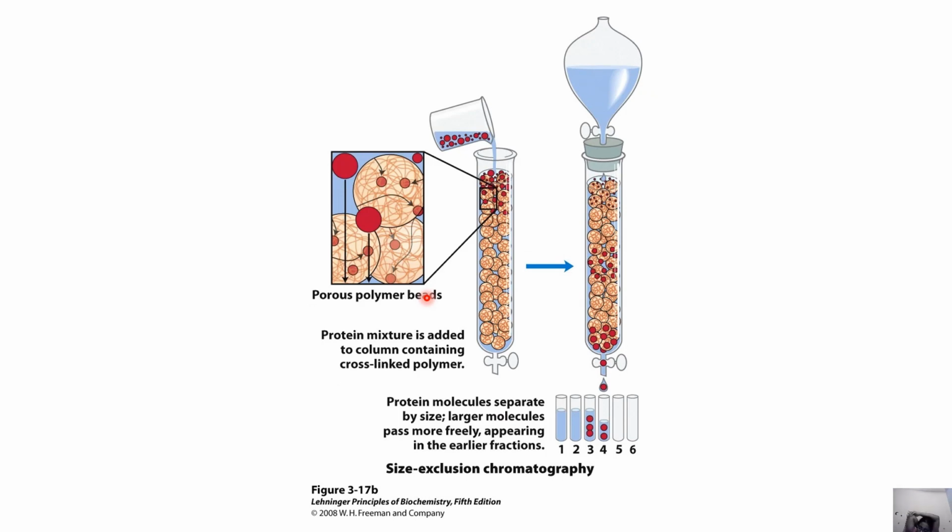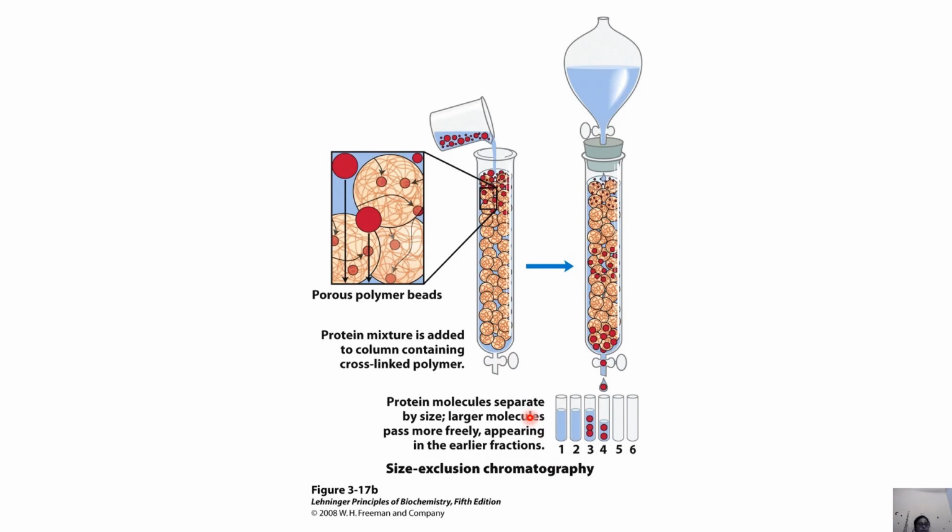This is size exclusion chromatography, or gel filtration, or gel permeation chromatography. The principle is a little different. Here we don't separate based on charge, we separate based on molecular size. The beads here are porous polymer beads, and the protein mixture is added to the column containing this cross-linked polymer. Protein molecules separate by size. Larger molecules will pass more freely, appearing in the earlier fractions.